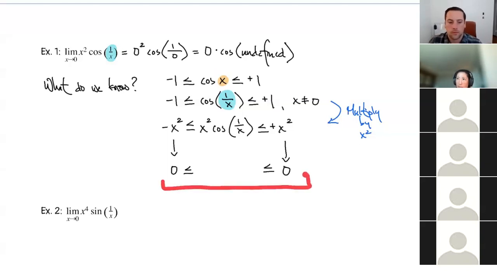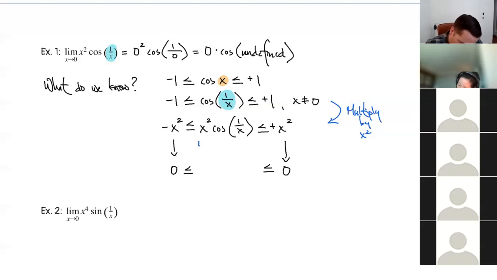What number is between 0 and 0? 0. Exactly. All right. So what this means is this is our filling in the sandwich. This must also go to 0. Since the bread goes to 0, the filling also has to go to 0. Okay.